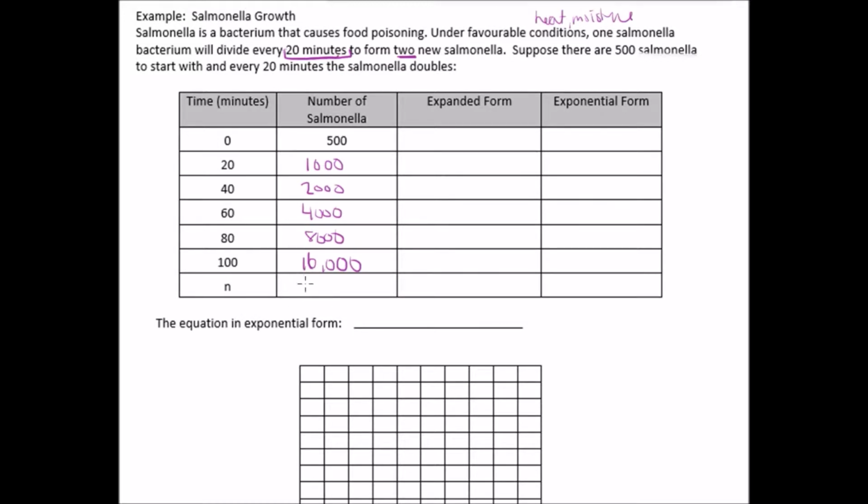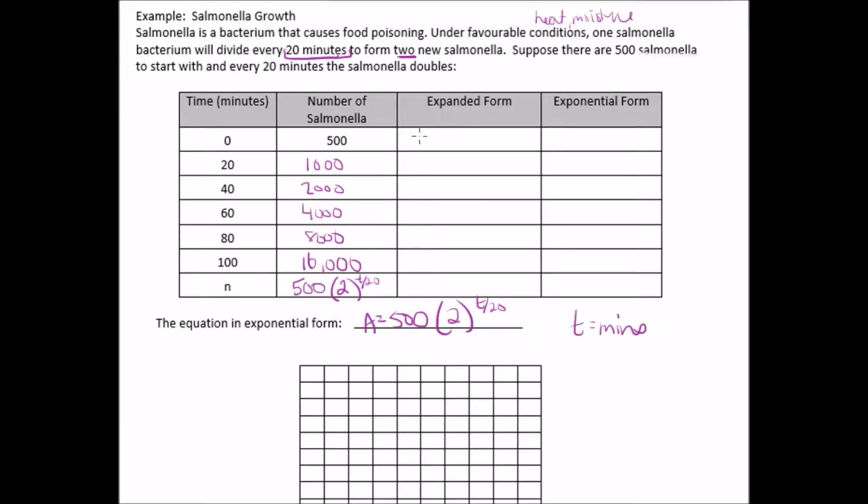N would be 500, and this is pretty much like the equation. So the amount equals, well, we start with 500, and then we're going to double, so 2 is the base, and then every 20 minutes, so the time divided by 20. So whatever time divided by 20, and time is in minutes.